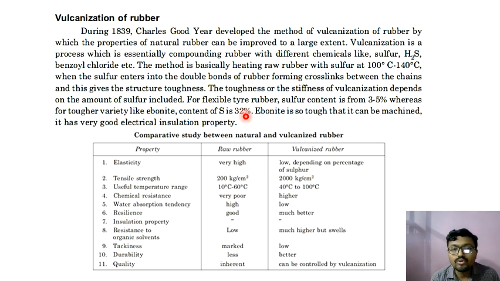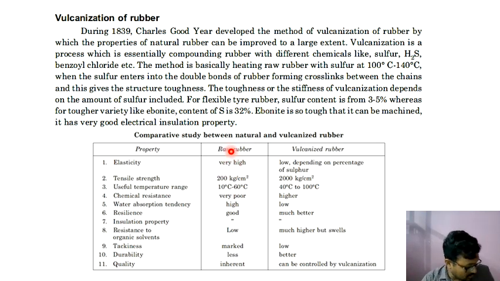If we need a vulcanized rubber with less elasticity, we can use more sulfur content. Means if we increase the sulfur percentage, the elasticity will be less. If we use a lower percentage of sulfur, some elasticity will be there. So natural rubber is elastic, but when we perform this vulcanization process, the elasticity of the rubber is changed.